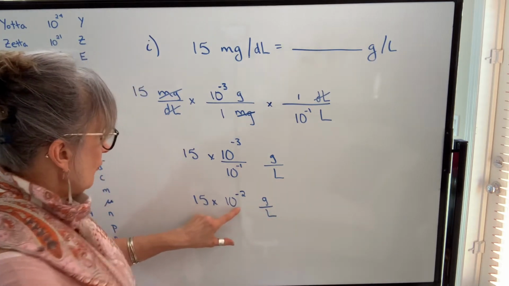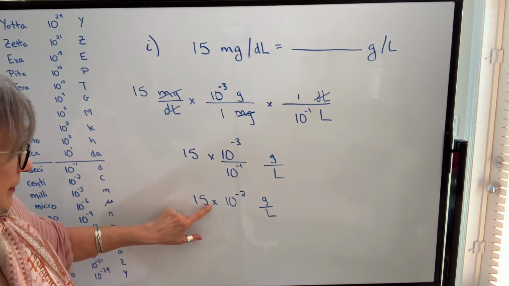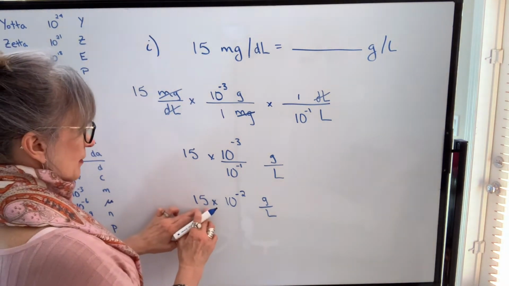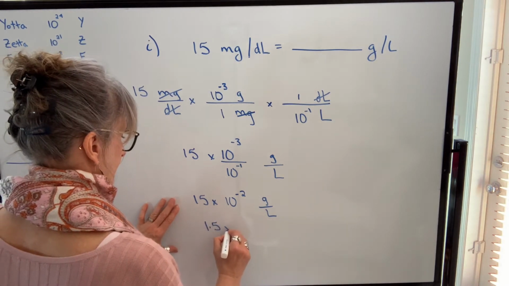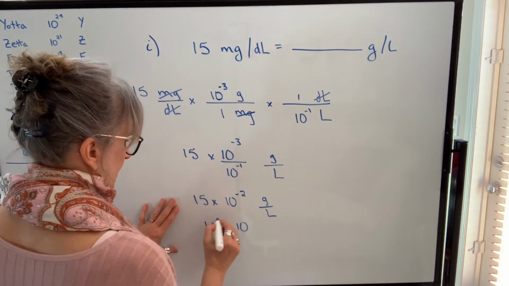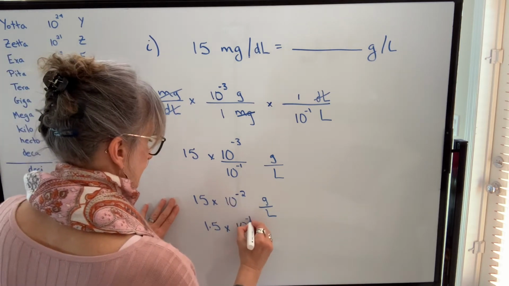I don't want to leave it in that form. That's not proper scientific notation, so I need this to be between 1 and 10, so I'm going to move my decimal point over one place. Because I divided by 10, I've got to multiply this number by 10, so I add a 1 to the exponent.